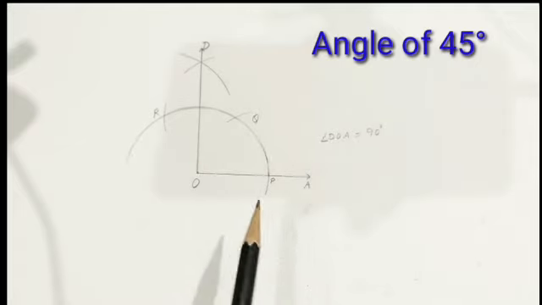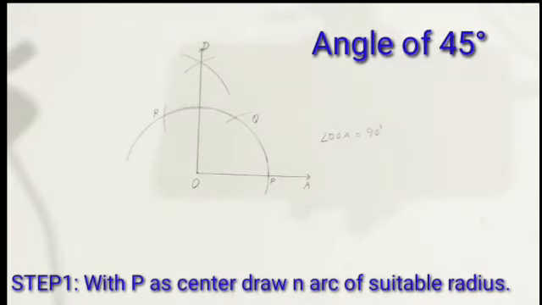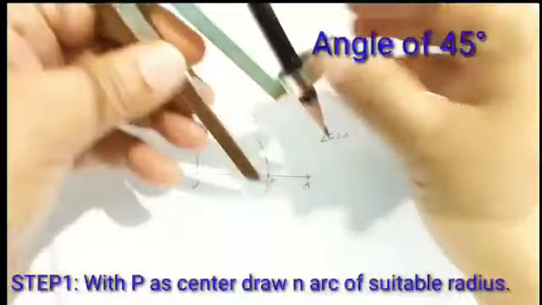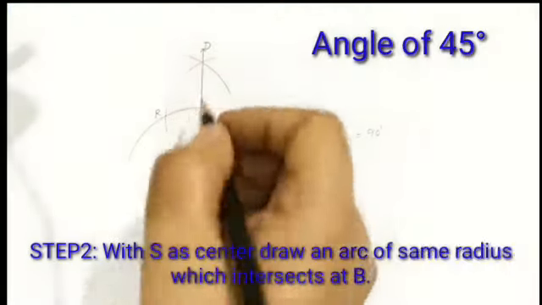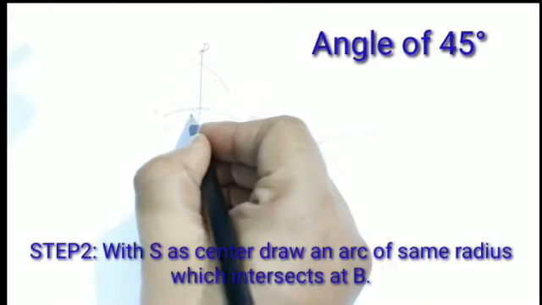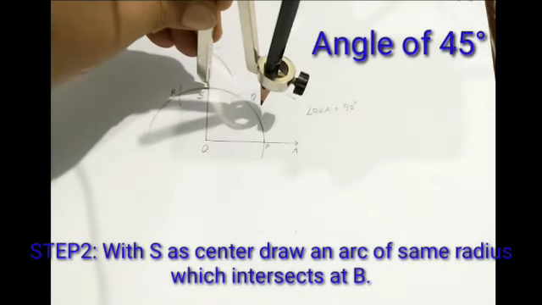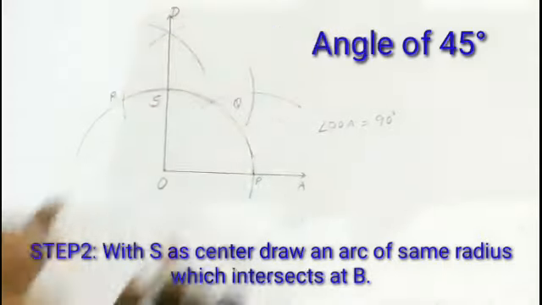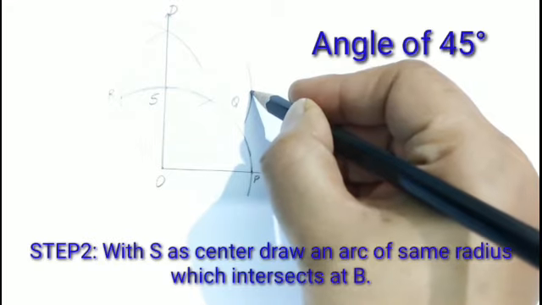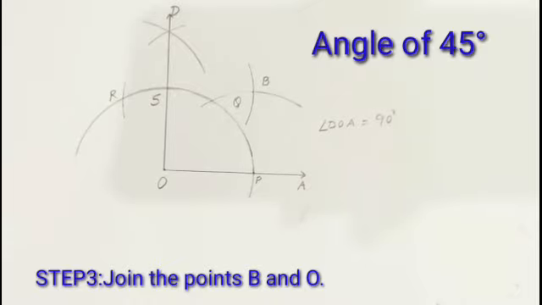To construct an angle of 45 degrees, take all the steps to construct an angle DOA equal to 90 degrees and then proceed. Step 1. P as center, draw an arc of suitable length. Step 2. Let the point where the arc meets the ray be S. Place the compass on S as center, draw an arc of the same radius. The two arcs intersect at point B. Step 3. Join B to O.